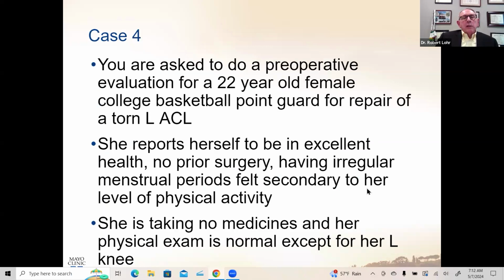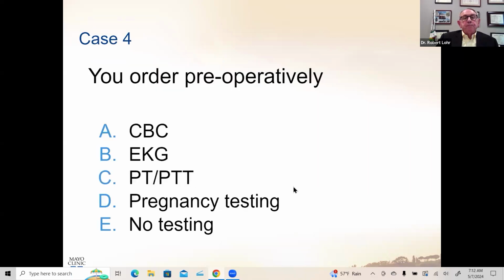Okay, last of our cases. You're doing a pre-op exam on a 22-year-old female, college basketball point guard, and she tore her left ACL, which is a common injury for young women who play basketball. She reports herself in excellent health, no prior surgery. She says her menstrual cycle is a little irregular, and she feels that's secondary to her physical activity. She takes no medicines, and her exam is normal except for her left knee.